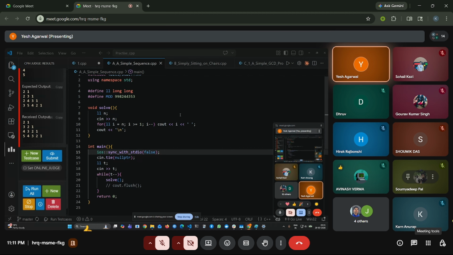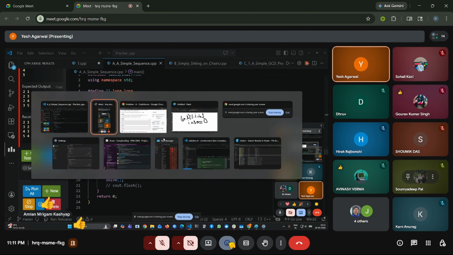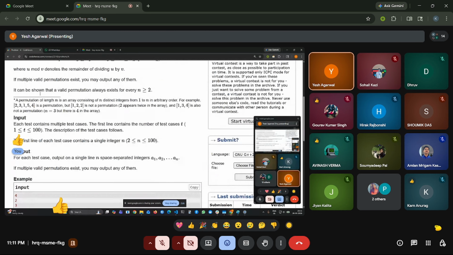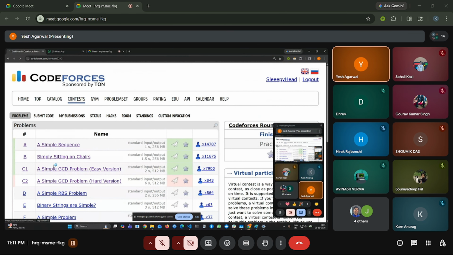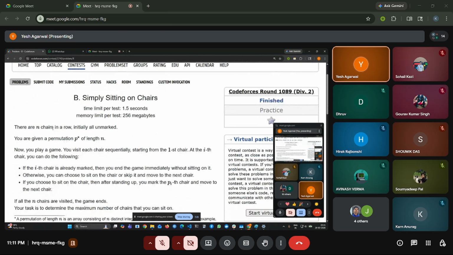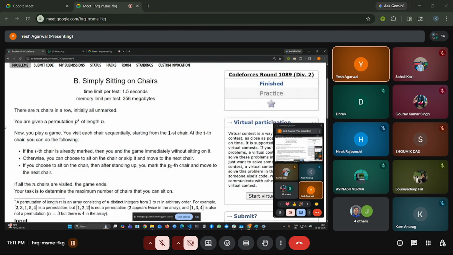Okay, let's move to the next question, that will be question number B. You are given n chairs in a row, and a permutation of length n. Now you have to play a game. You have to visit each chair sequentially, starting from the first chair. At the ith chair, if the ith chair is marked, the game ends. Otherwise, you can sit on the chair or skip it and move to the next chair. If you choose to sit on the chair, then after standing up, you mark the pth chair and move to the next chair.